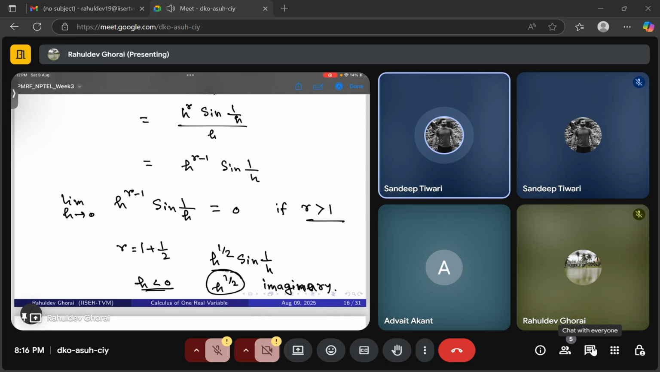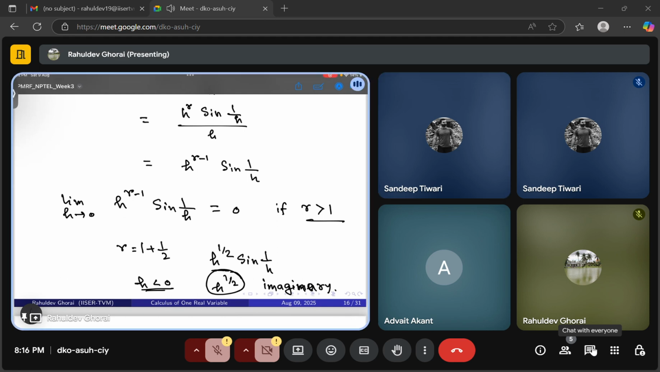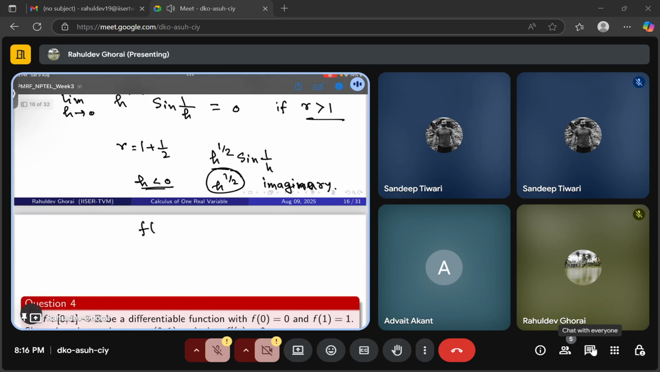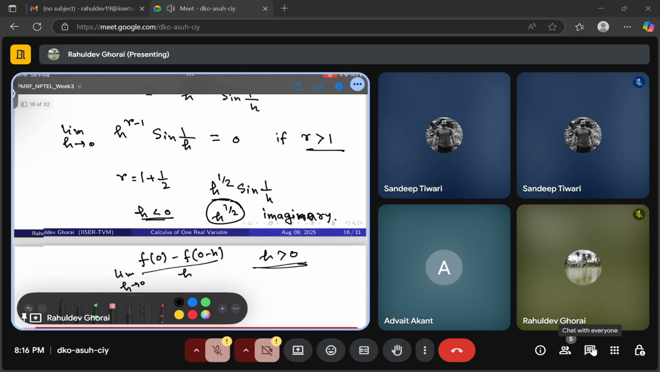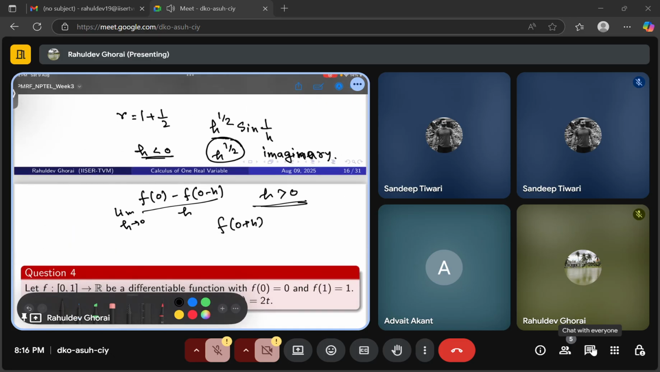When we define left hand derivative and right hand derivative, then we take h as positive. In that case you use the different definition, f of x naught is f of 0 minus f of 0 minus h over h, with limit h tends to 0 and h positive. That's not the definition I use here. Here I use f of 0 plus h minus f of 0 over h. So in this case you have to take h tends to 0 plus and h tends to 0 minus. Okay, check your definition.